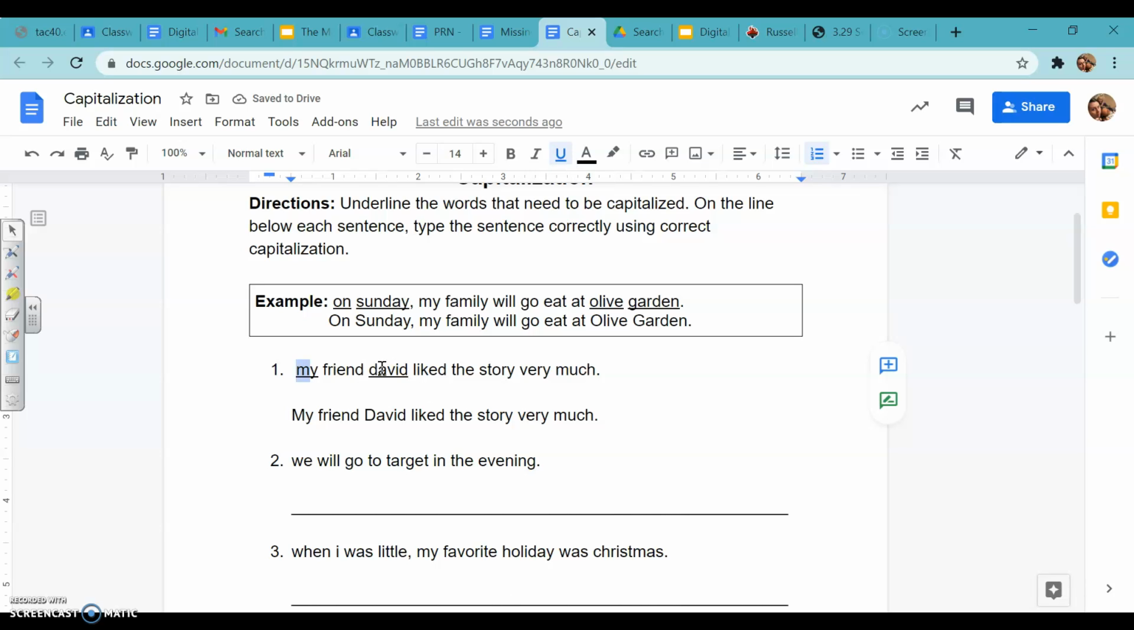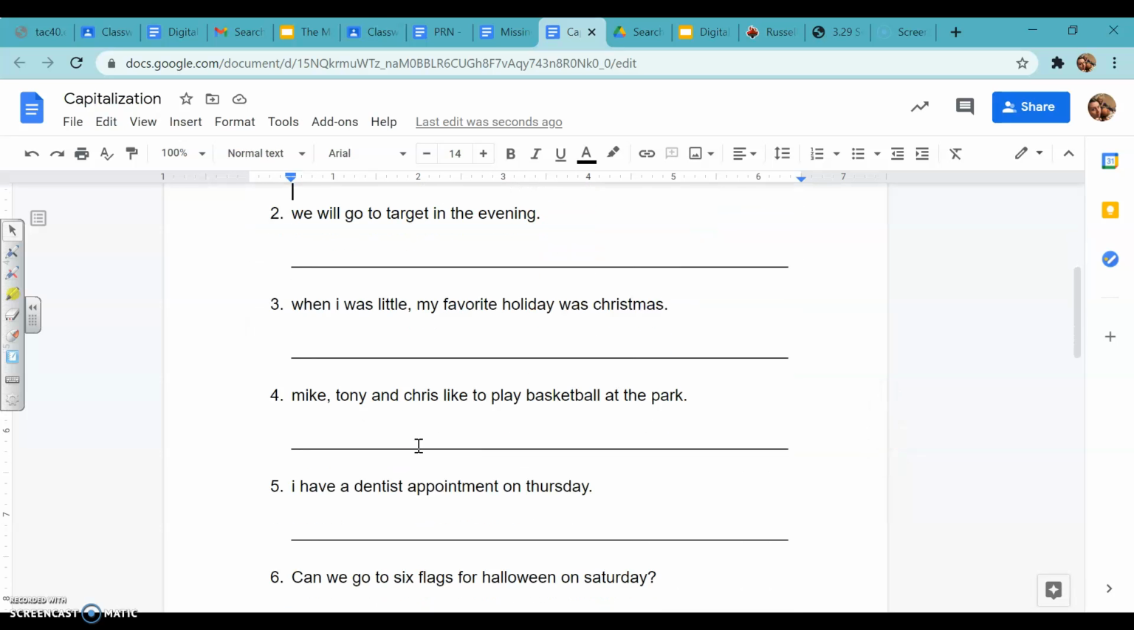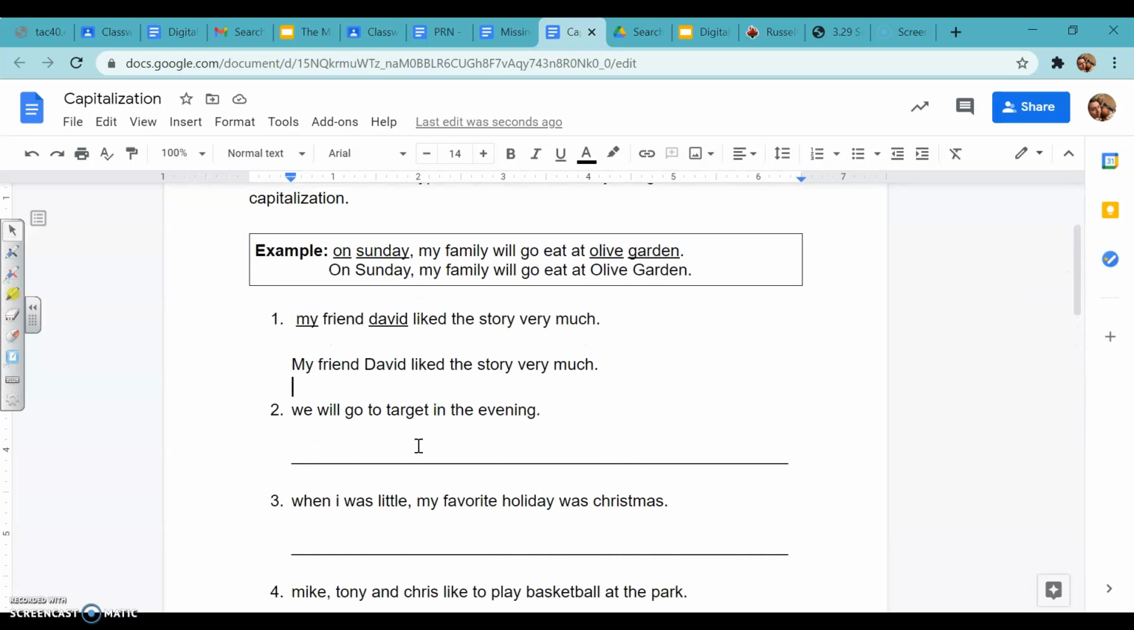Then we underlined David because the M in "my," see here, needs to be capitalized, and the D in David needs to be capitalized. So you're going to do the same thing here for number 2, 3, 4, and so on. Now I'll go ahead and read them in case that helps you.